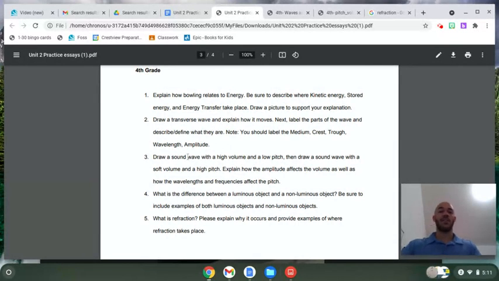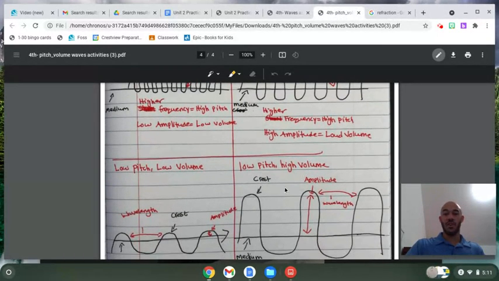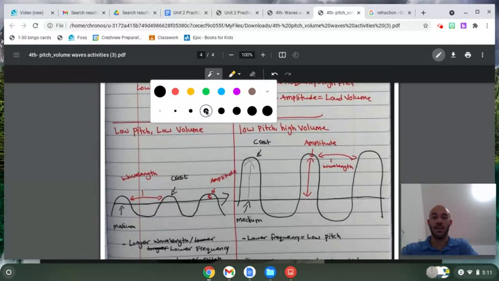All right, so let's see. Sound wave with a high volume and a low pitch. High volume means that there's going to be a higher amplitude, because the amplitude means the distance from the crest to the medium, or from the medium to the crest, either way. And it is the amount of energy that's in the wave. So the louder a volume is, the higher the amplitude will be.